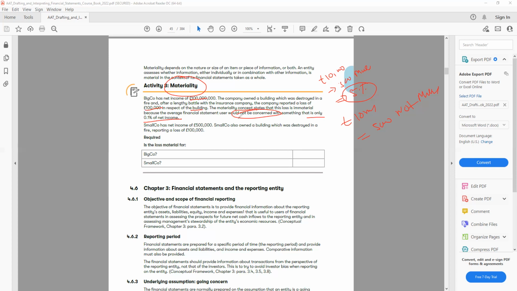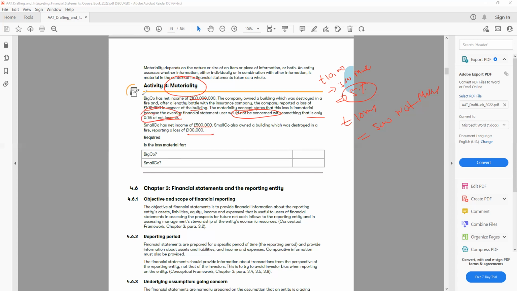So this is the threshold standard they set up. The materiality concept states that a loss is immaterial if the average financial statement user would not be concerned with something that is only 0.1% of the net income. A big company has a net income of 500,000. There is another company, a small company, which owns a building that is destroyed in a fire and reports a loss of 100,000. So you can see here, it is less than 0.1%.